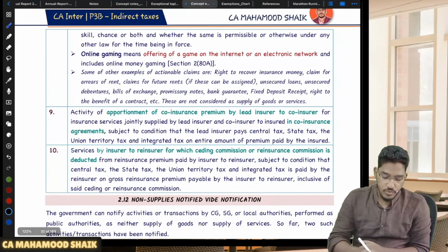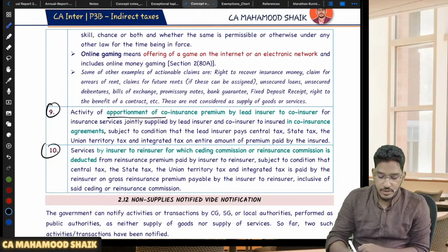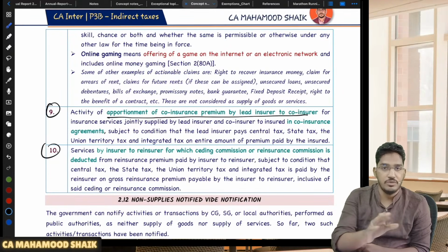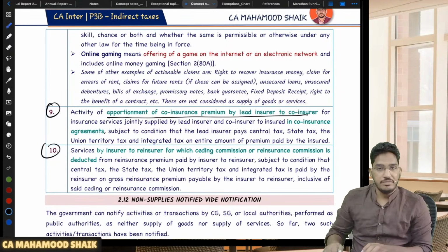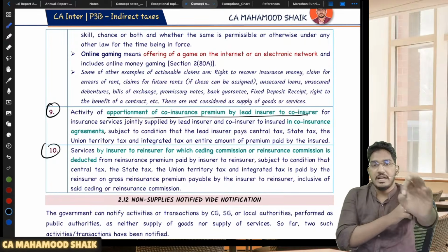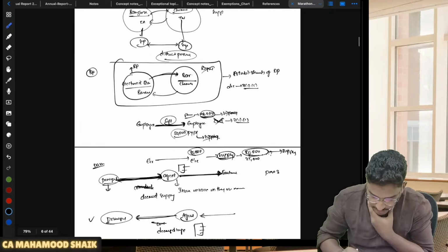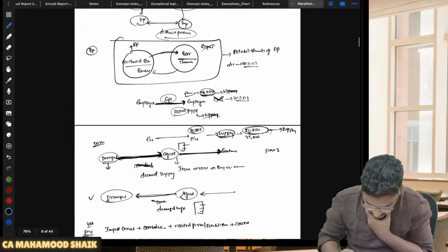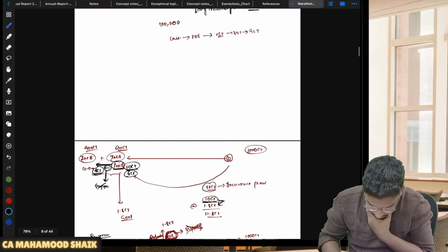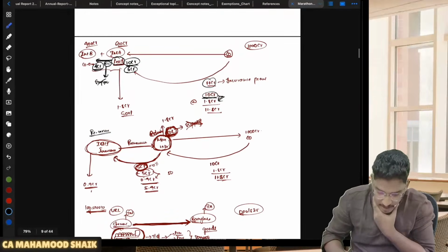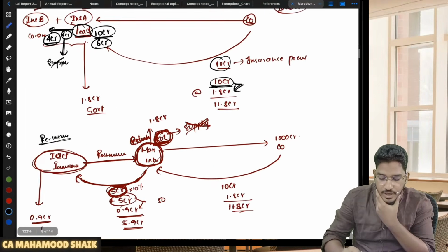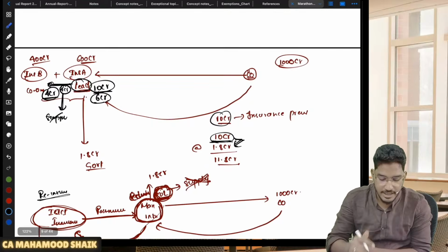Next, we have two latest entries. One is apportionment of co-insurance premium by the lead insurer to the co-insurer. For this, I will say you refer to the detailed marathon notes, in which I have given you a practical example. Let me see if I can show it to you from the marathon notes. Very important points these are. So, sharing of co-insurance premium between the co-insurer and lead insurer.